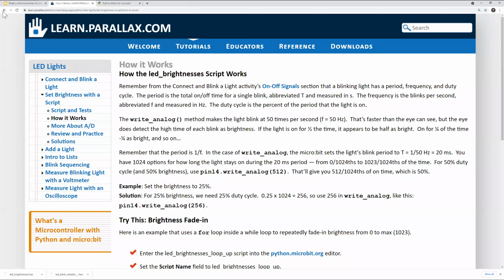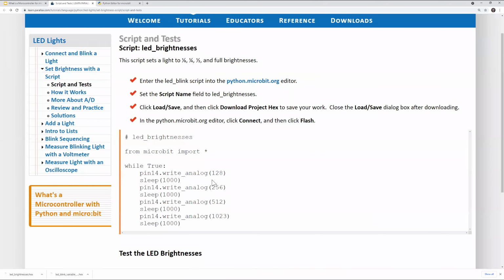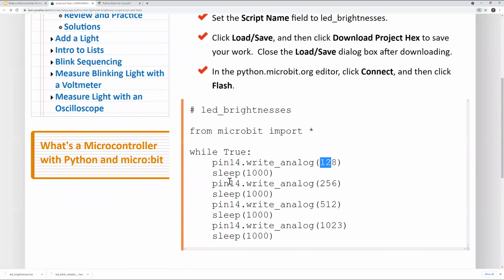So essentially, when you say you're varying the brightness, you're doing a pulse power on the LED. Is that what you're doing? Yeah, with this code right here, you're pulsing it and you're changing the duty cycle of the pulse. That's correct. So the write analog method splits up a high-low signal. The high-low signal lasts for 20 milliseconds.